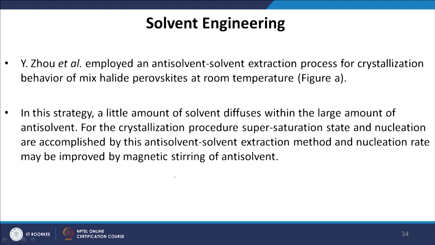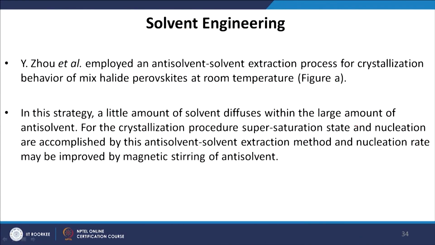Now, Zhou et al. employed an anti-solvent extraction method for the crystallization of the mixed halide. So, basically while loading the perovskite in a solvent, if we add an anti-solvent, an anti-solvent means a solvent that does not mix with the precursor solvent very well. Because of the difference in polarity, the anti-solvent will not be able to mix with the solvent. So, it will slow down the crystallization process. As a result, we will get a larger grain size. In this strategy, a little amount of solvent diffuses into a larger amount of anti-solvent.